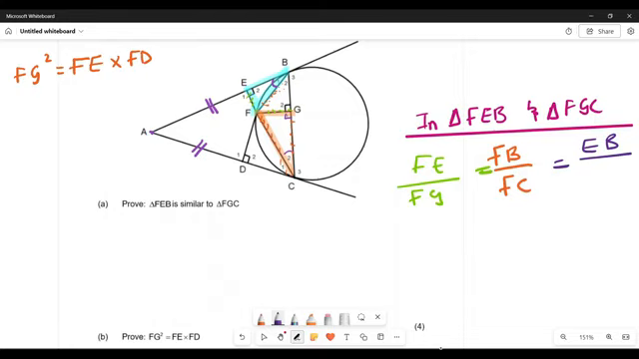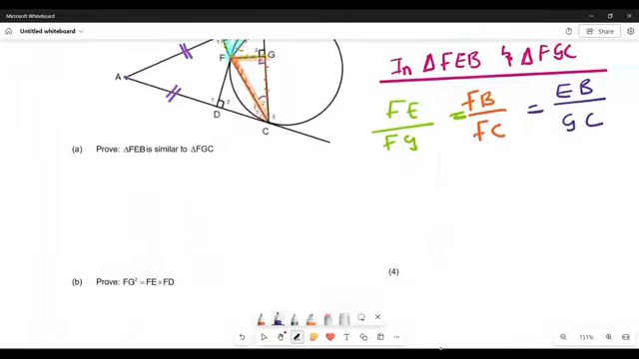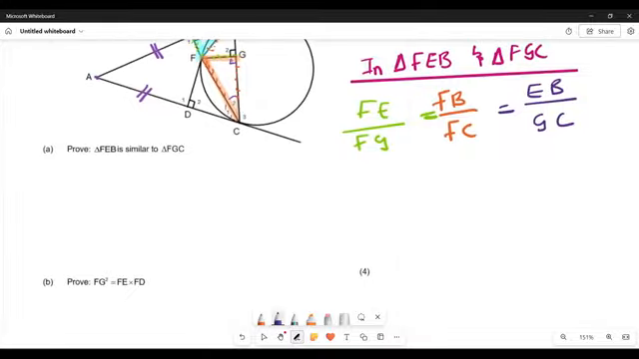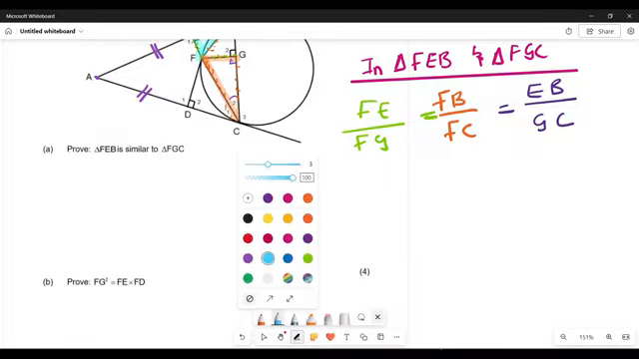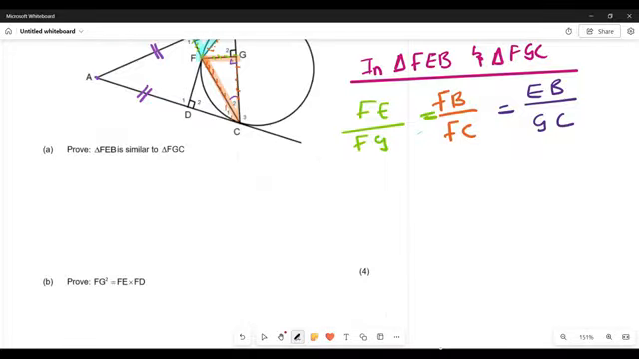So this would be EB over GC. All right. So now I'm trying to prove that FG squared is equal to FE multiplied by FD. Now let me see if I can derive that ratio from what I have here. I can see that I have FG here, I have FE here.